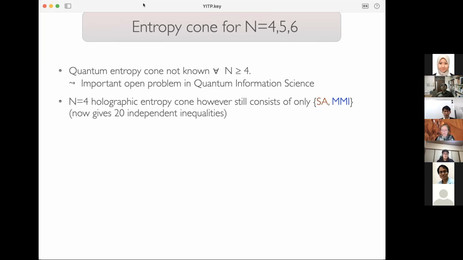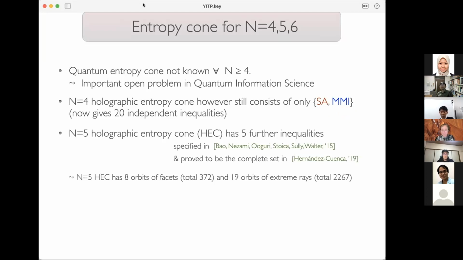And in fact, for 4 parties, we still have the facets only given by subadditivities and now several different types of monogamy of mutual information, because now we have more parties, so we have more ways of combining the various subsystems. So now we have 20 independent inequalities, but they're all of this form that we have seen.